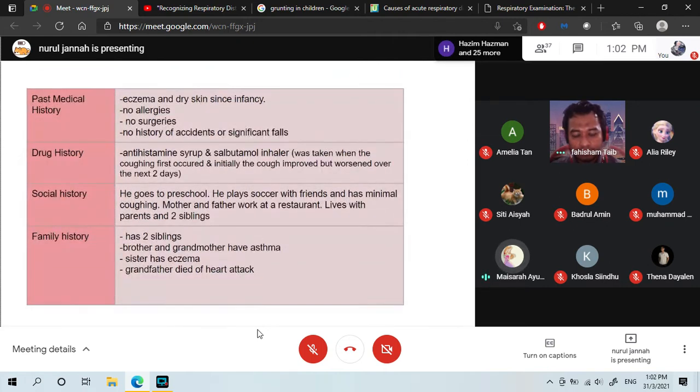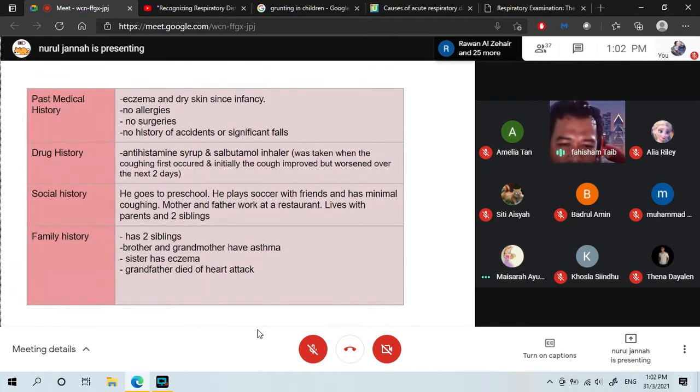For the past medical history, he has eczema and dry skin since infancy. He has no allergies and no surgeries, and also no history of accidents or significant falls. For the drug history, he was given antihistamine syrup and a salbutamol inhaler when the coughing first occurred, and initially the cough improved but worsened after the next 2 days. For the social history, he goes to preschool. He plays soccer with his friends and has minimal coughing.